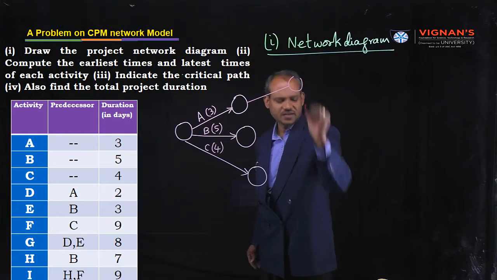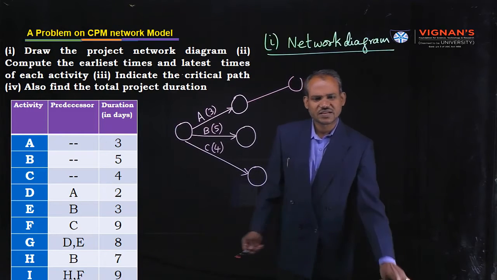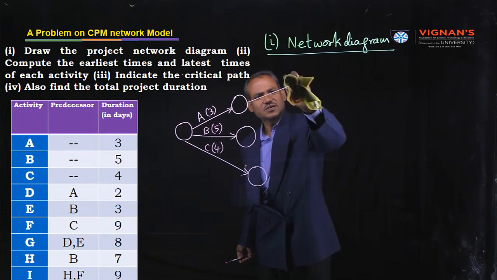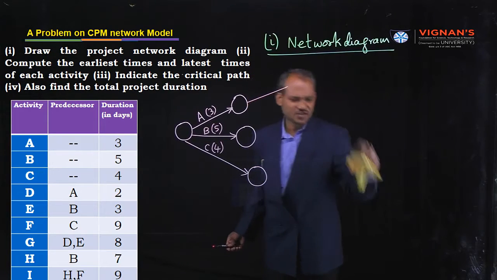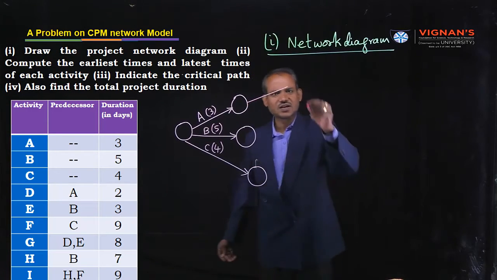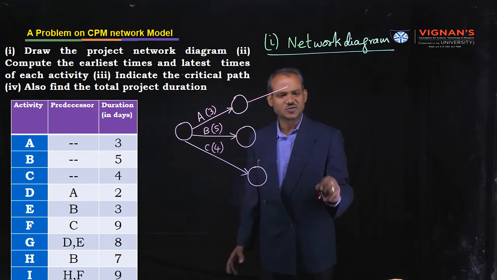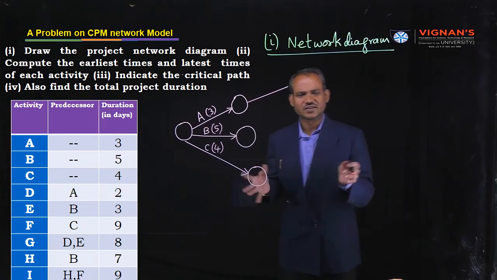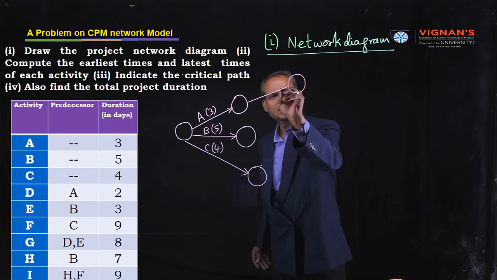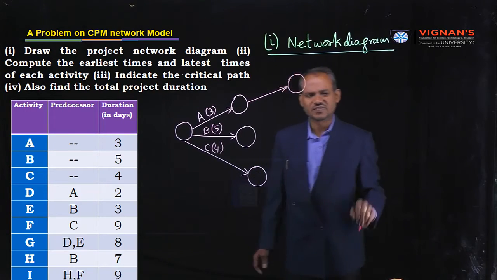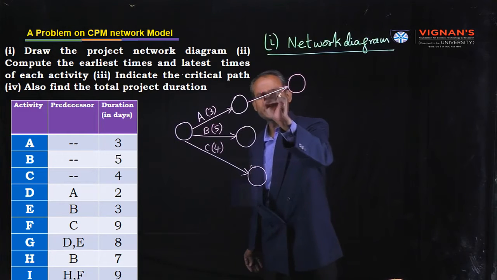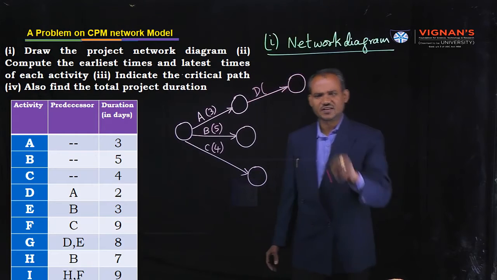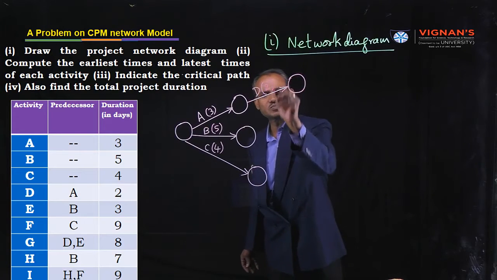First draw the rough diagram, then you can modify. Straight away you may not draw the correct diagram. Therefore, first draw the rough diagram, then modify, edit. So this is known as activity D. Its duration is 2.